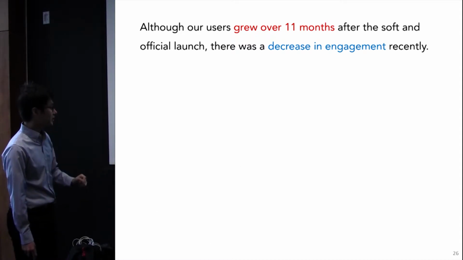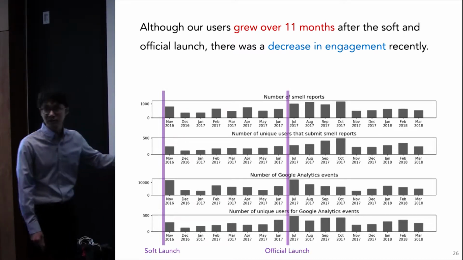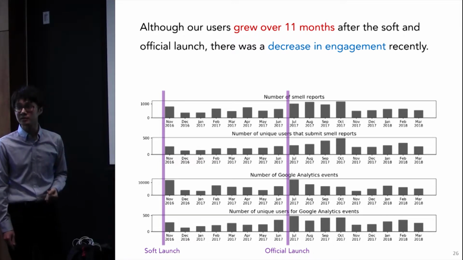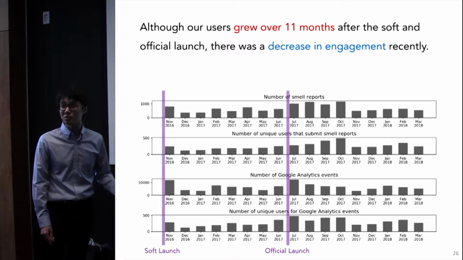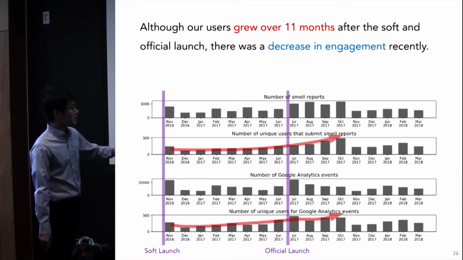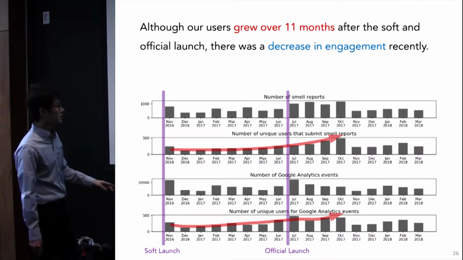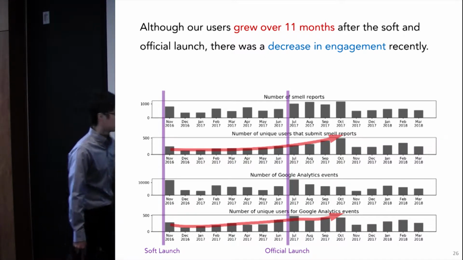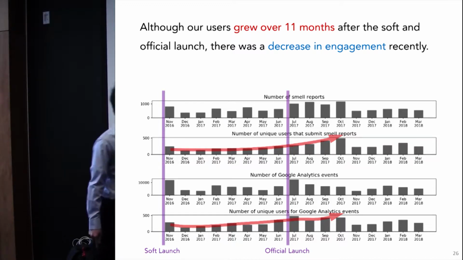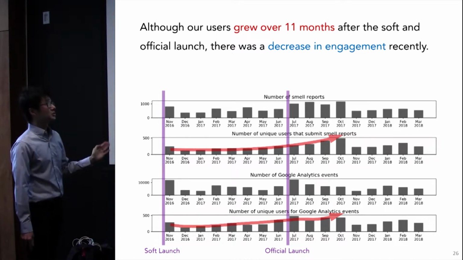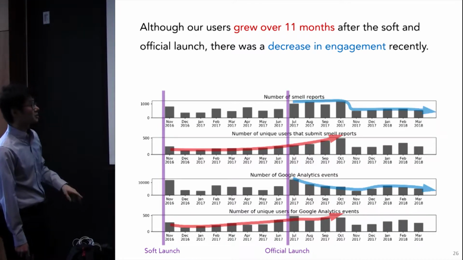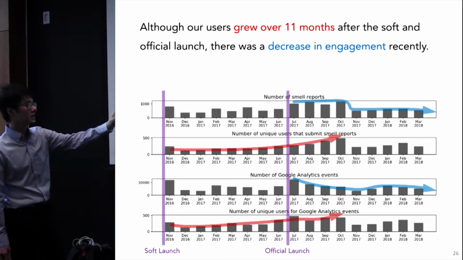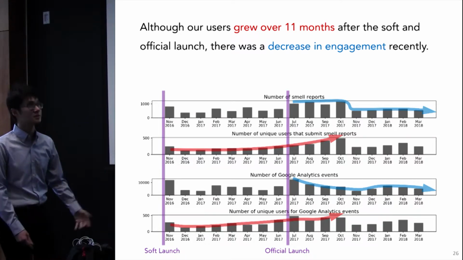These two bars indicate the soft launch and official launch. Soft launch means we only released the system to a part of the users. Official launch means we released it publicly to everyone. We can see that from the soft launch, there's a bump here. That's because we did a media release this month. And here, you can also see a huge bump. Overall, our users increase over time, but recently we found a decrease in engagement. The number of smell reports drops, and the number of interactions drops too.